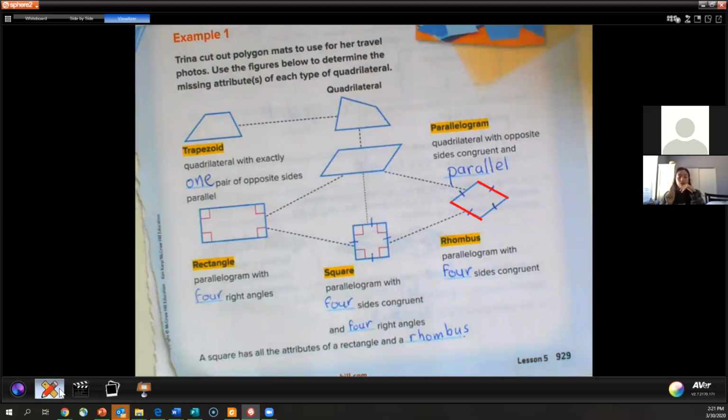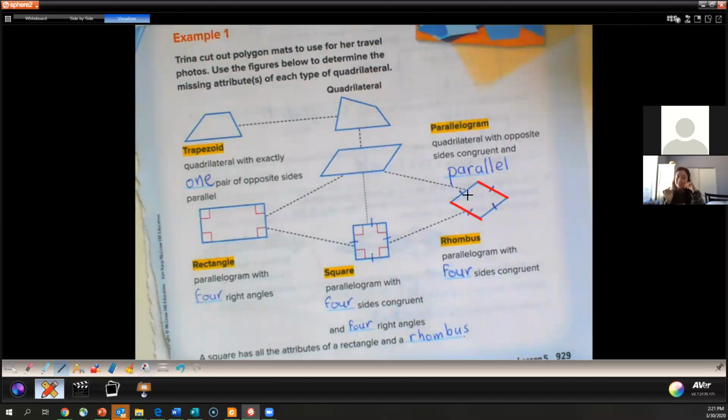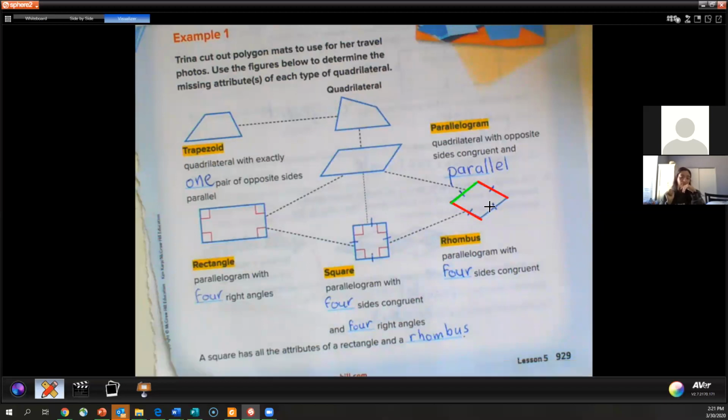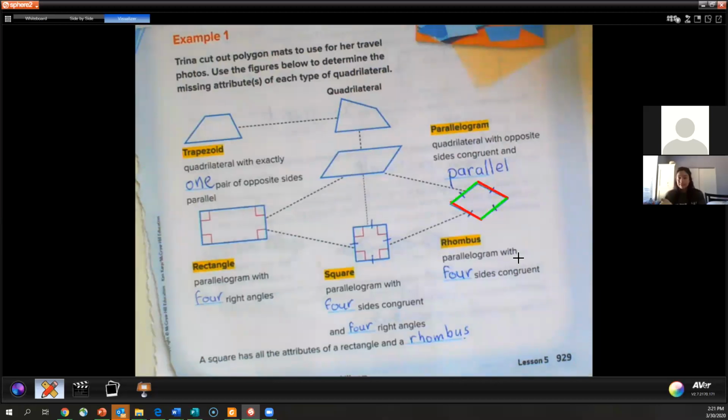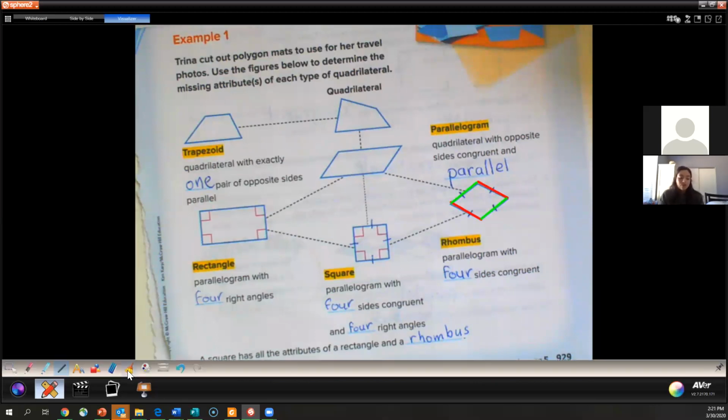So there's going to be one pair in the red. And then there's another set. So if you guys look at each pair of opposite sides, neither one of those are going to intersect. The two green ones will not intersect, and the two red ones will not intersect, which means that they are parallel. So, boys and girls, our rhombus is also a quadrilateral that has the same attributes as a parallelogram.